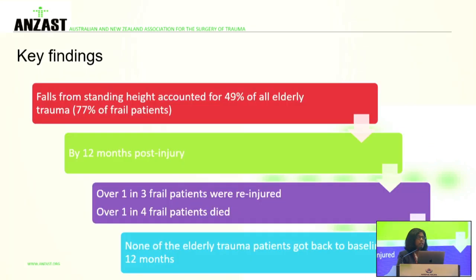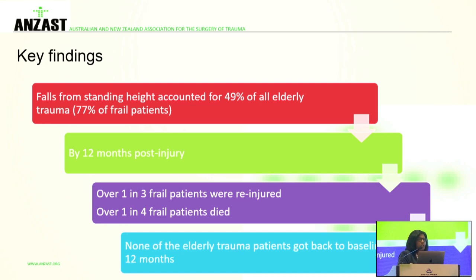So the key findings from this study were that falls from standing height accounted for 49% of the elderly trauma, and 77% in frail patients, because obviously the frail patients would be falling from standing height, whereas the non-frail people would be climbing ladders, driving, and so that's why the percentage is less when you look at the whole cohort.